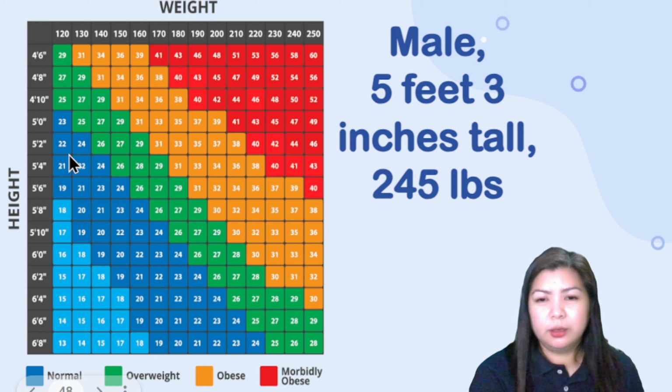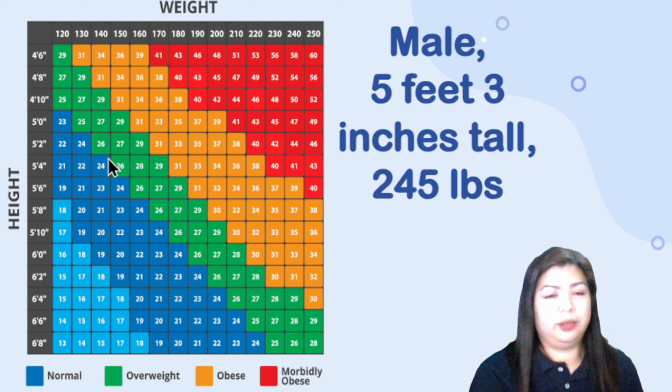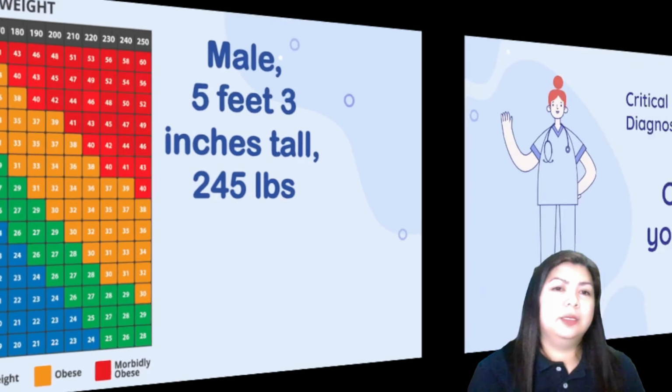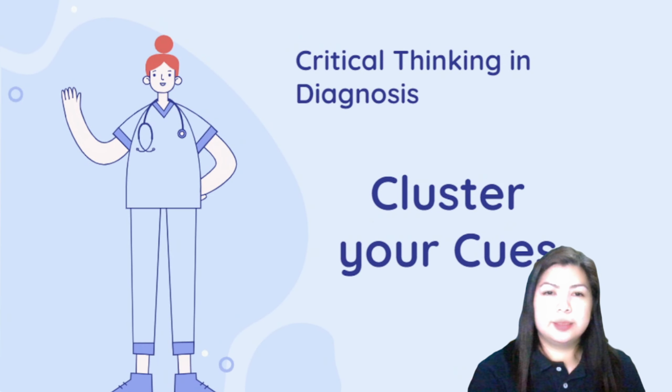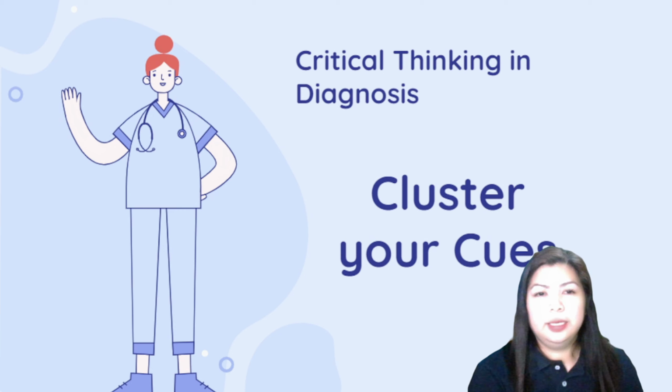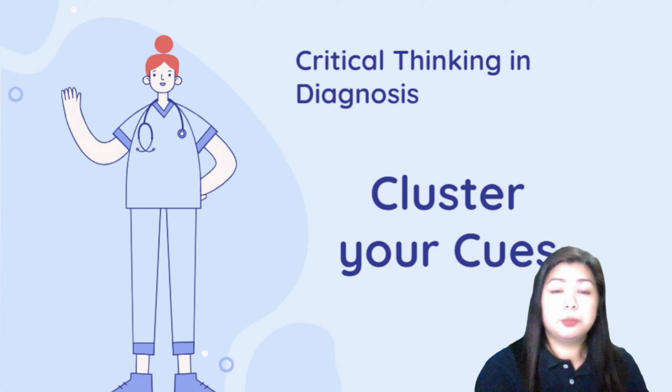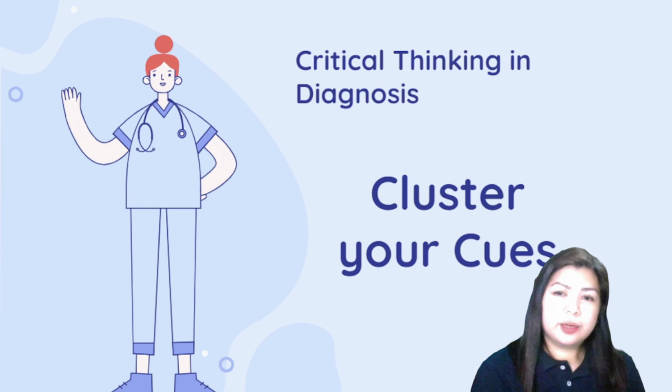compared to what should be the normal weight of a 5 feet 3 inches tall, which should be around 120, 130 up until 140 pounds. So you can see that this is a deviation from what is normal. By comparing cues against standards and norms, you begin to see that there is something wrong with maybe a particular behavior, the health status, or the physical attributes of your client. Then you may proceed with clustering.